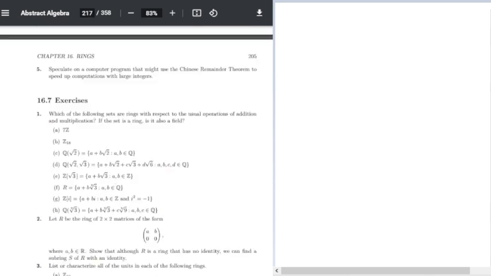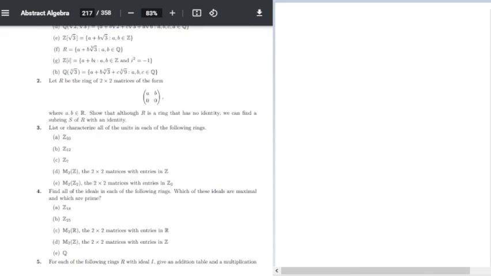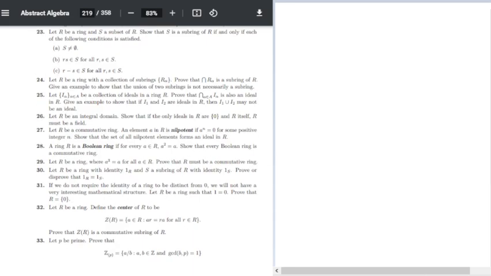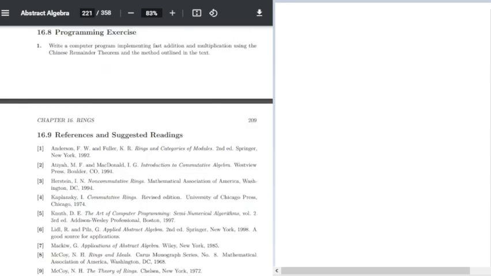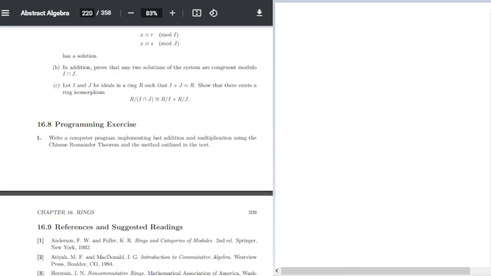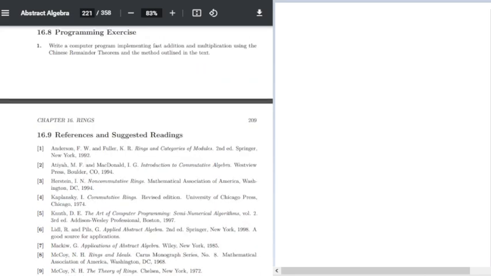Speculate on a computer program. Nah, I'm good. Alright, so we just have exercises. But we have a fair number of exercises. So, I guess intermission time?